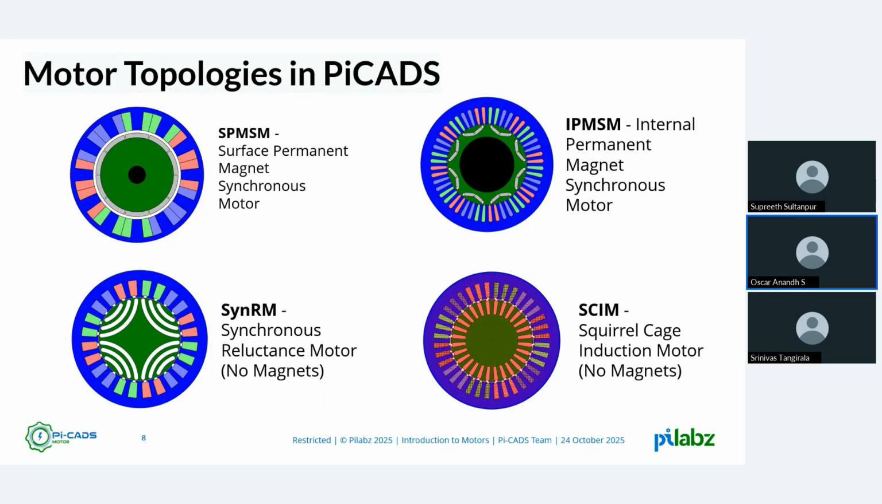The first two motors are called permanent magnet motors. These motors use magnets on or inside the rotor to help it spin. They are more efficient, smooth, and give high torque even at low speeds. I can give you a real-time example: think about an electric scooter like Ather or Bajaj Chetak. They use these motors for better acceleration and energy efficiency.